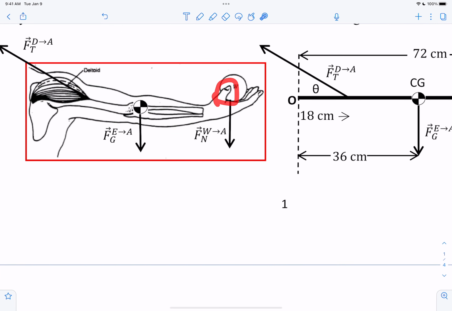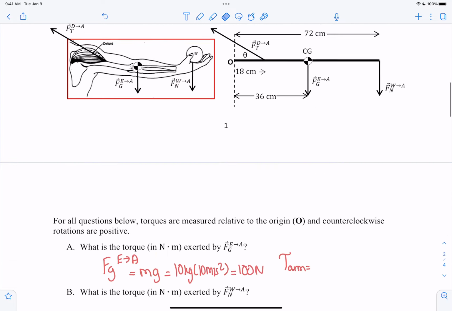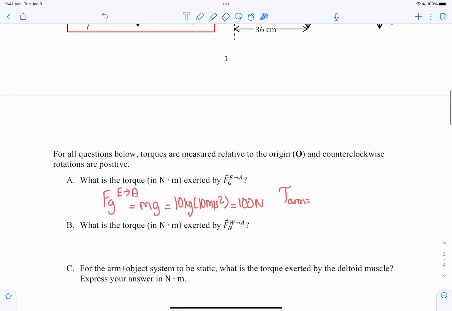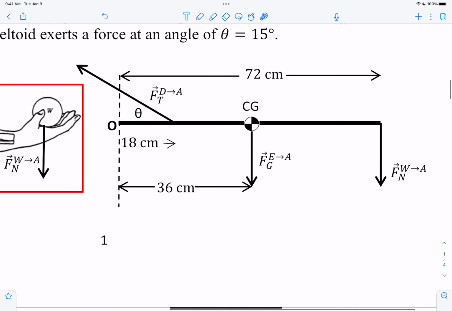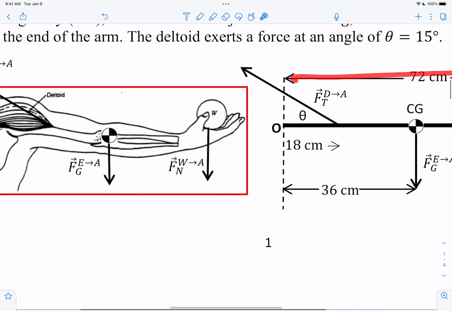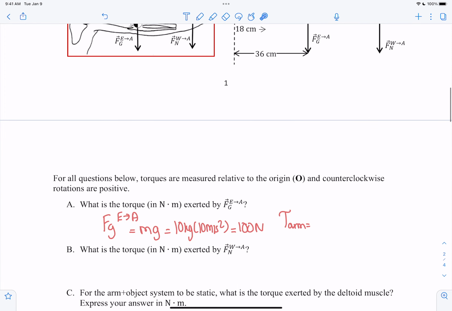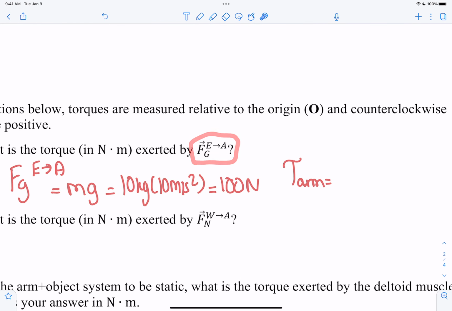despite any other objects that might be acting and giving torques elsewhere on the radial line, we only look at the torque and look at the force exerted here based on the distance as well. So this is 36 centimeters away. The ball is 72 centimeters away. And so we're also given a force here where they're specifically asking us just for the force of gravity, the weight due to the mass of the arm, basically. That's why they denote it here FGEA as opposed to FNWA here.